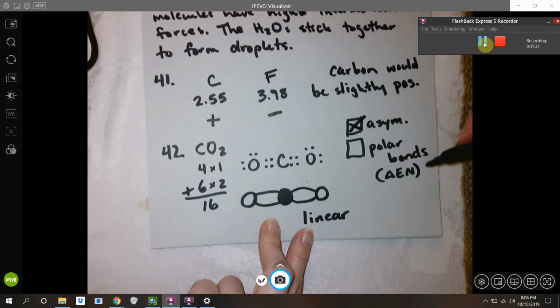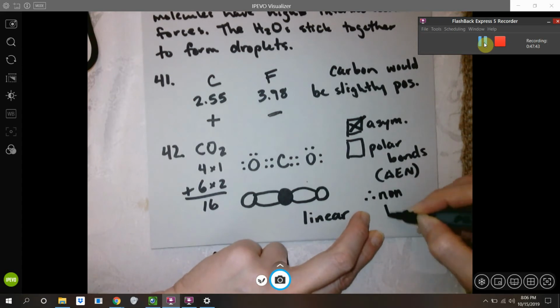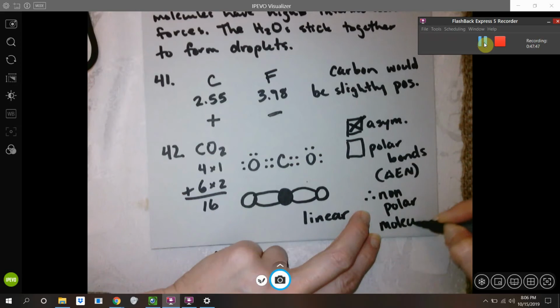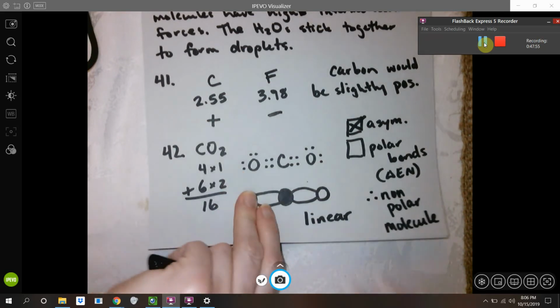If you want to do electronegativity, you can, but once you know that shape is not asymmetrical, we failed the test, therefore it must be a non-polar molecule. Okay. Moving right along.